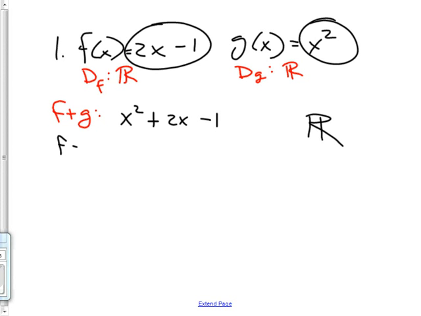Okay, so that's f plus g, then let's do f minus g. It's just 2x minus 1 minus the g function. There we go. Except I should really put that x squared first. Is that important? Yep. And I'll move it to the front. So negative x squared.